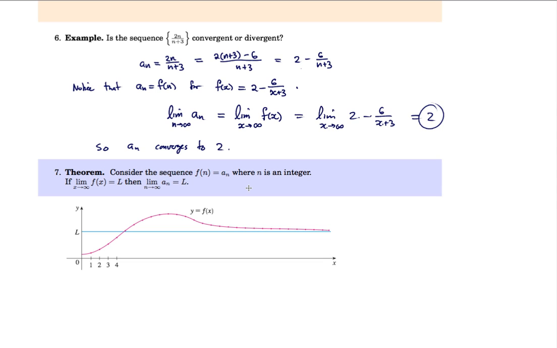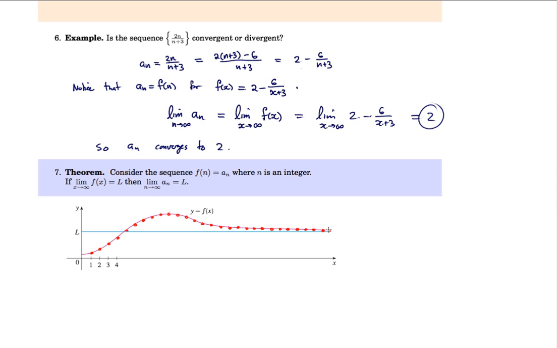And this idea of imagining the terms of a sequence as living on a function is so important that we state it as a theorem. So consider the sequence, which is given by function values f of n. If the limit of the function is L, as x goes to infinity, then the limit of the sequence must be L. And the diagram indicates why. So the terms of our sequence are these dots. They're living on that function, and I know where the function goes. I know the values on the function head towards this line L. Then the terms of my sequence, which is bound to that function, must also go to L.